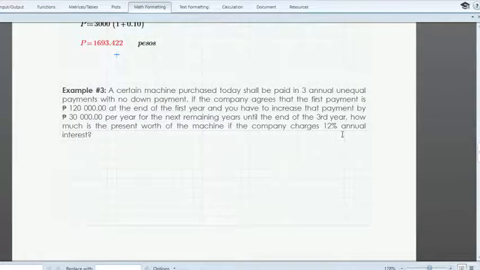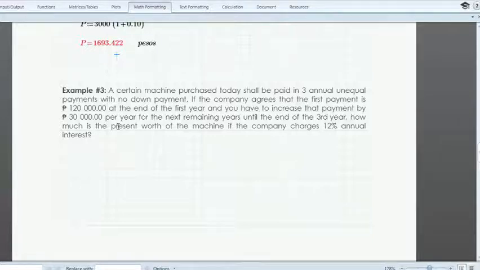A certain machine purchased today shall be paid in 3 annual unequal payments with no down payment. If the company agrees that the first payment is 120,000 at the end of the first year, and you have to increase that payment by 30,000 per year for the next remaining years until the end of the third year, how much is the present worth of the machine if the company charges 12% interest?